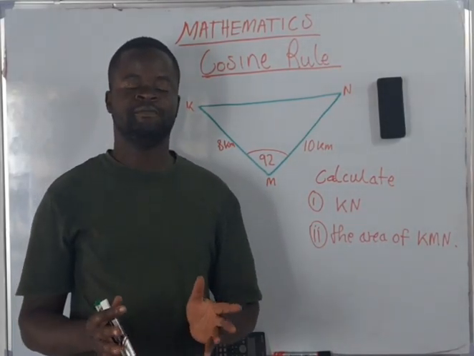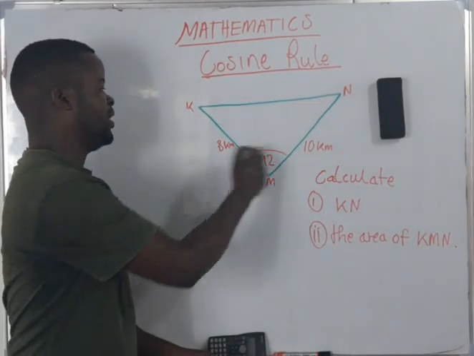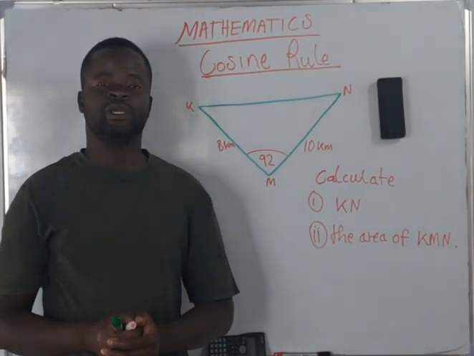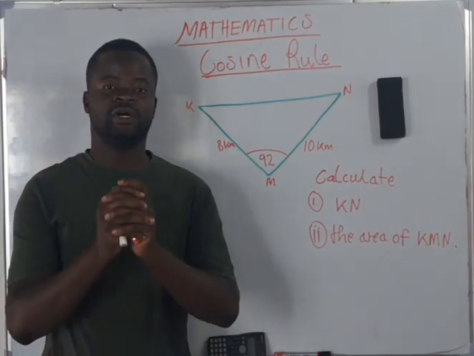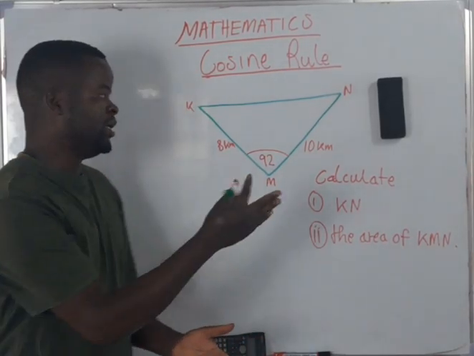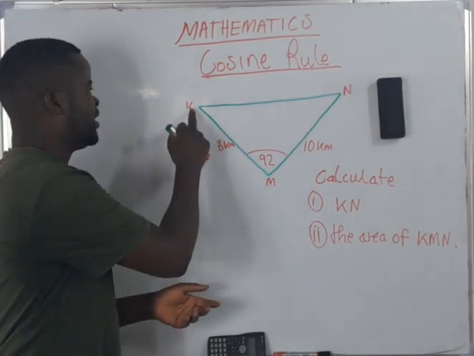So remember that you can apply the cosine rule when you've been given two sides and one included angle, or when you've been given all three sides and you are told to find the missing angle or angles. So let's dive into the question, which is asking us to calculate distance KN.